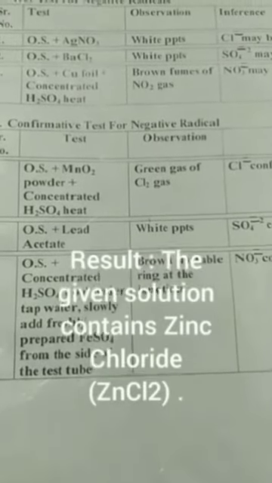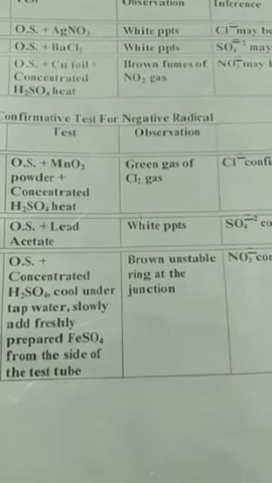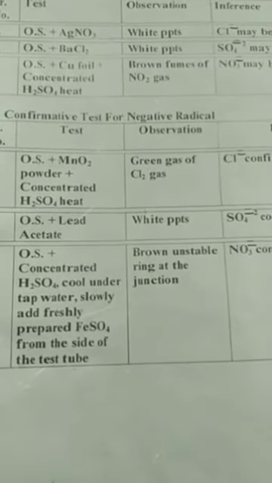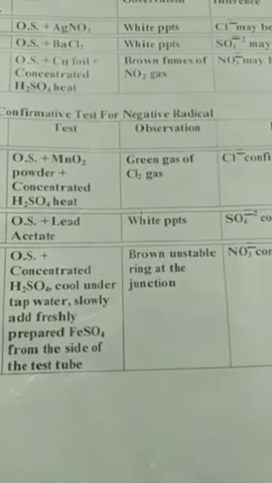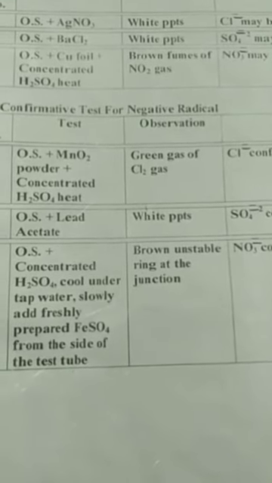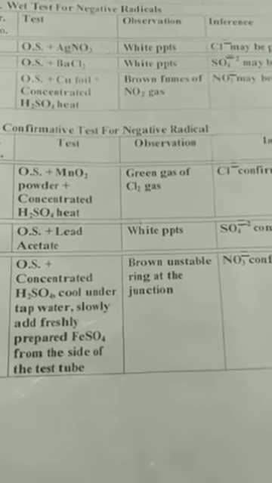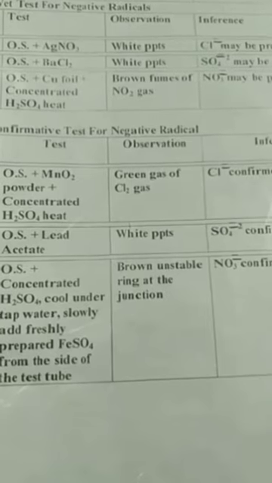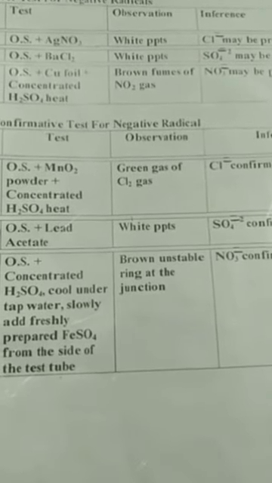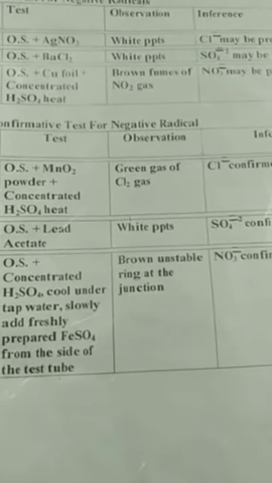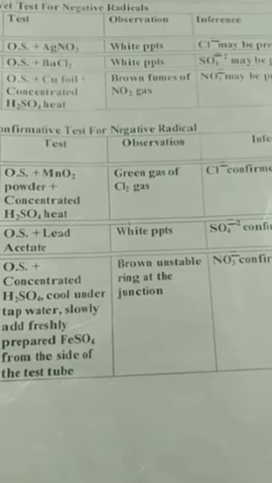So after doing all the analysis of solution number 16, we came to know that the positive radical present in the solution is Zn+2 and the negative radical present in the given solution number 16 is Cl-. So this solution is of zinc chloride and its formula is ZnCl2.